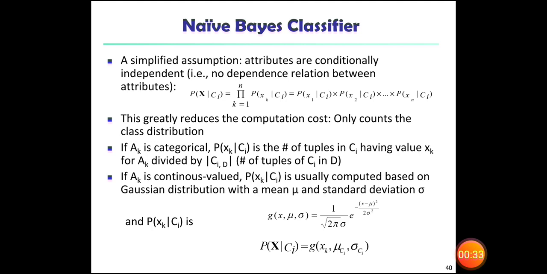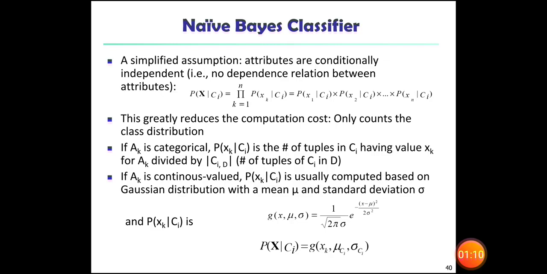So this can be defined as P of X given Ci equal to the product for k equal to 1 to n of P of xk given Ci, equal to P of x1 given Ci times P of x2 given Ci times and so on, times P of xn given Ci. So this can be generally defined. This greatly reduces the computation cost, as it only counts the class distributions.